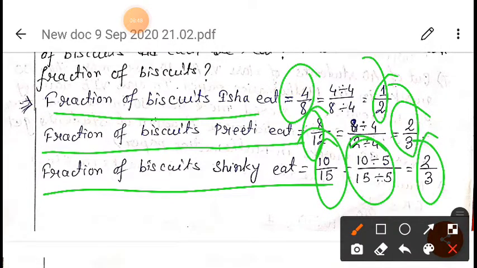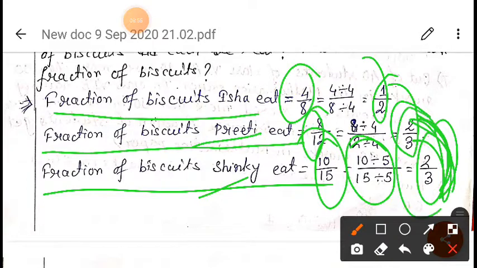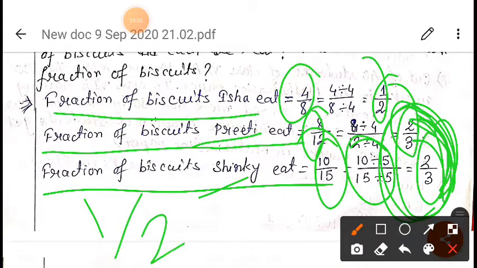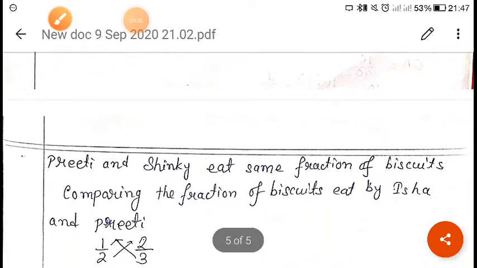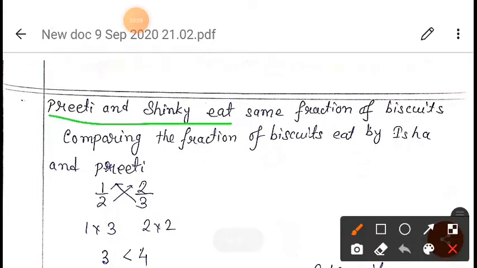So means what we can say, Preeti and Sanki have eaten the same fraction of biscuits, right? As you can see 2 by 3, 2 by 3. Okay, then what we will do, we will compare this 1 by 2 with this 2 by 3, right? Because these two are same. So as you can see I have already written, Preeti and Sanki ate the same fraction of biscuits.